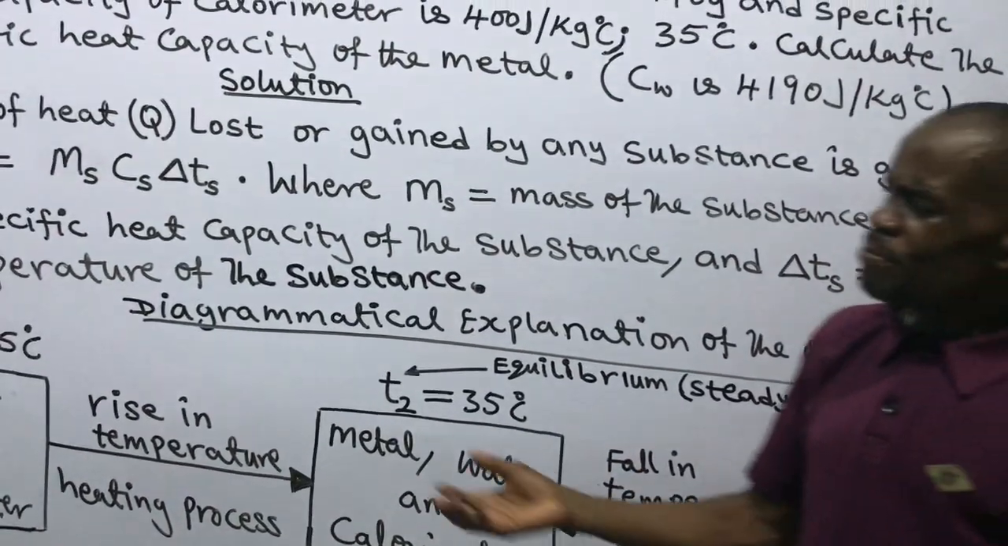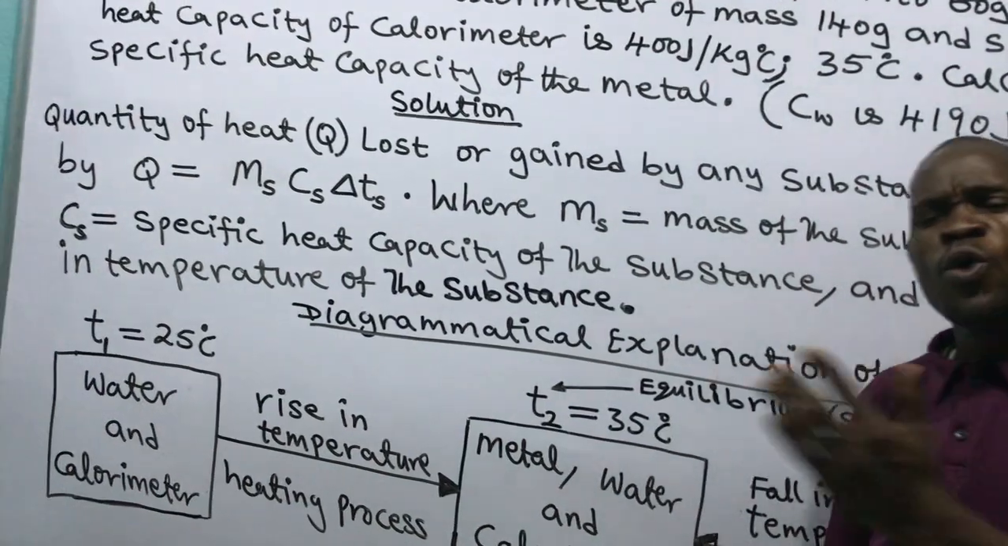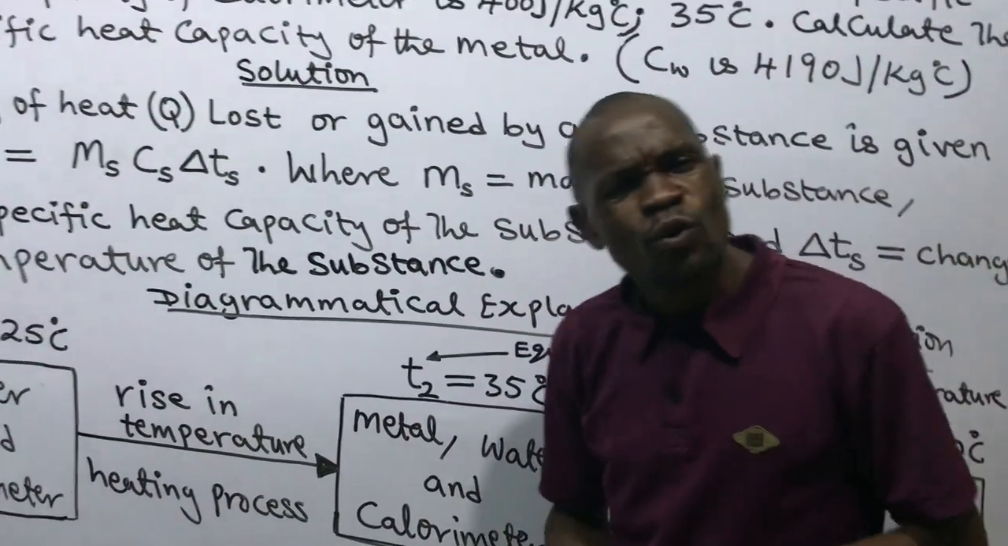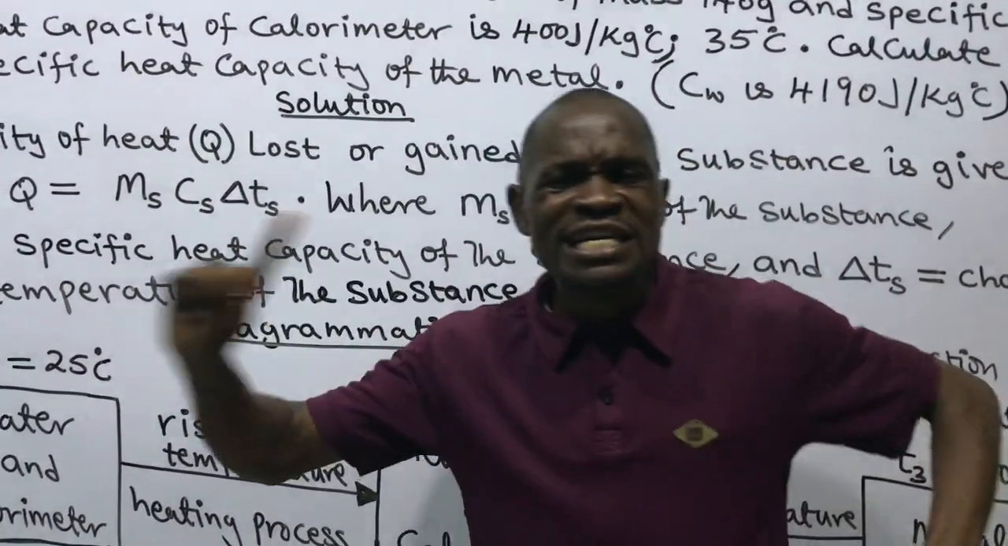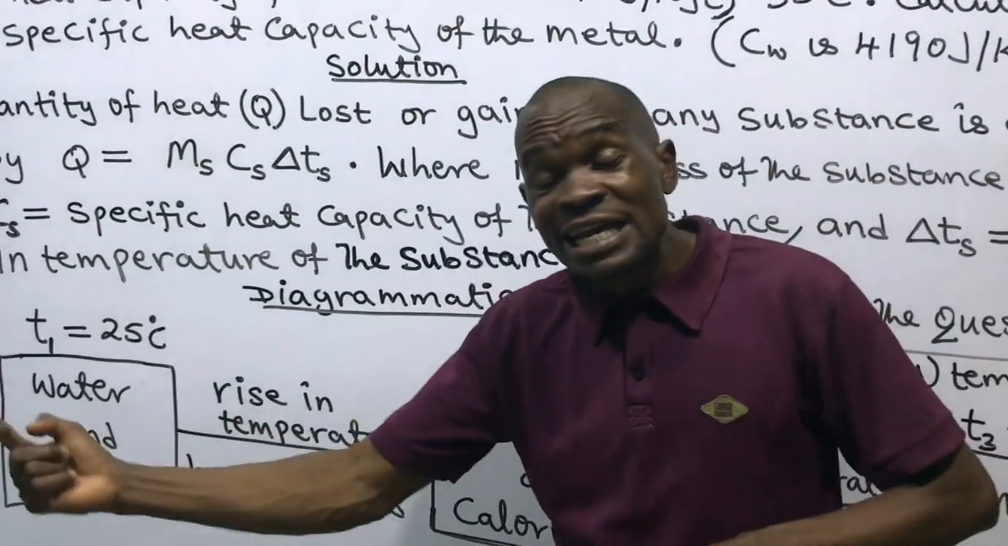And what does it mean? When I bring that meter at 100 degrees centigrade and put it inside the calorimeter, who is going to gain and who is going to lose heat? I see that the meter, which is at 100 degrees centigrade, started losing heat. And the water in the calorimeter started gaining heat.